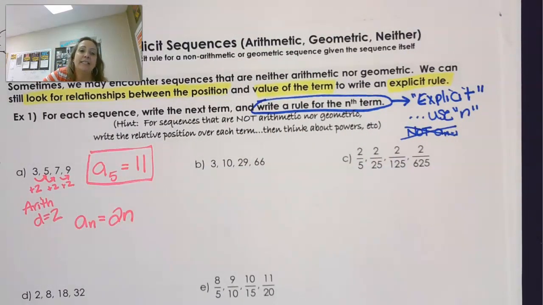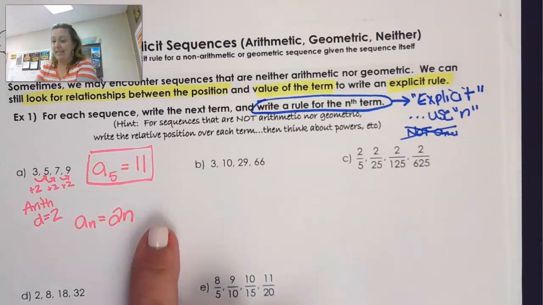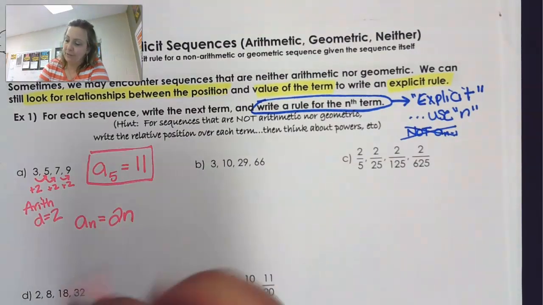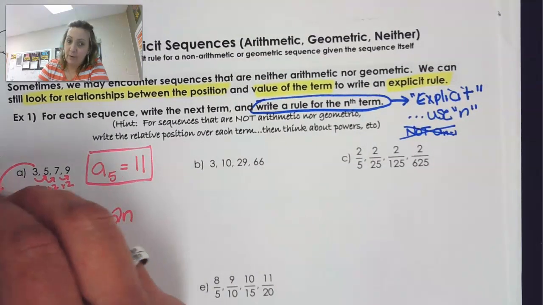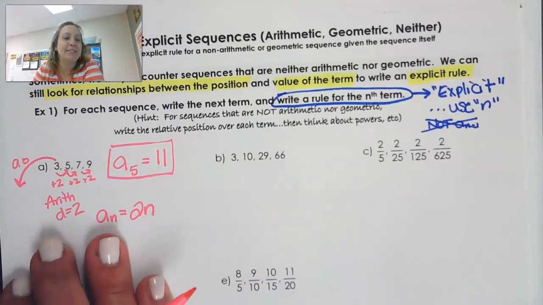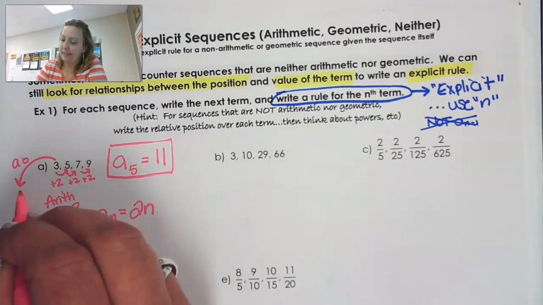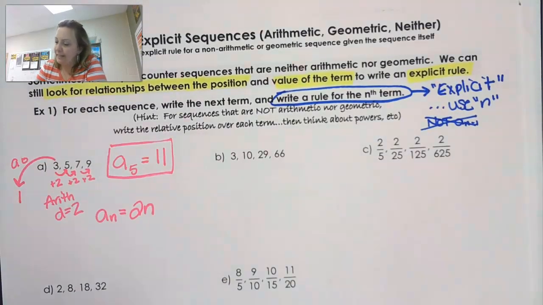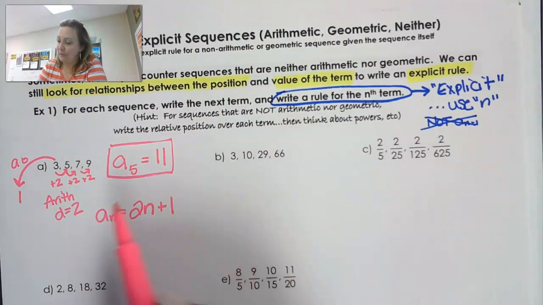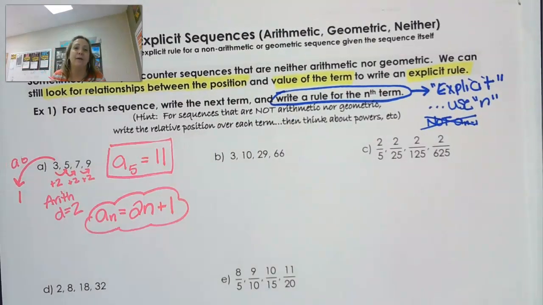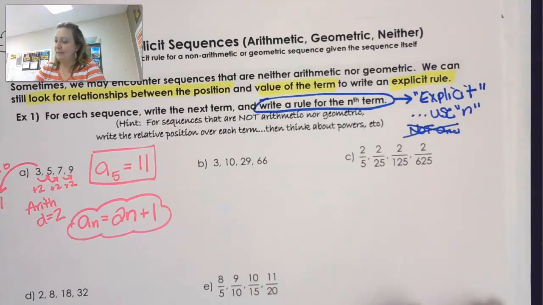And then as far as the next part, remember we do not put a sub 1 here. We have to go backwards and think about what our a sub 0 term would be. So if we work backwards, that means that's going to be 1. And so we would have a sub n equals 2n plus 1. And that would be my rule for the nth term, right? So we know how to do that. That was arithmetic. Let's look at the next one.